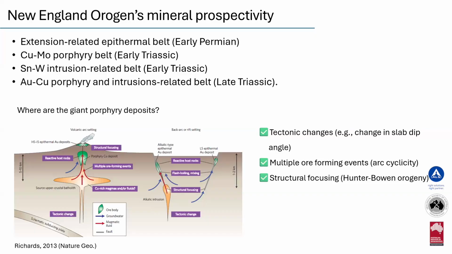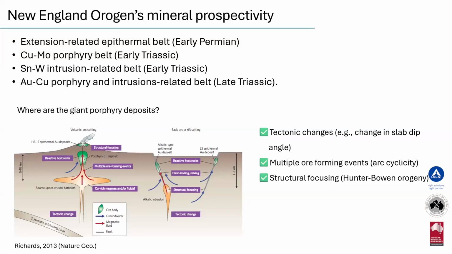We see a tectonic change, like the shallowing of the slab dip angle that seems to actually control the sites of mineralization in the northern New England Orogen. We see that we have multiple ore-forming events, so the same mineralization occurs again in different magmatic cycles, particularly in the Permo-Triassic. And we have structural focusing associated with the Hunter-Bowen orogeny.